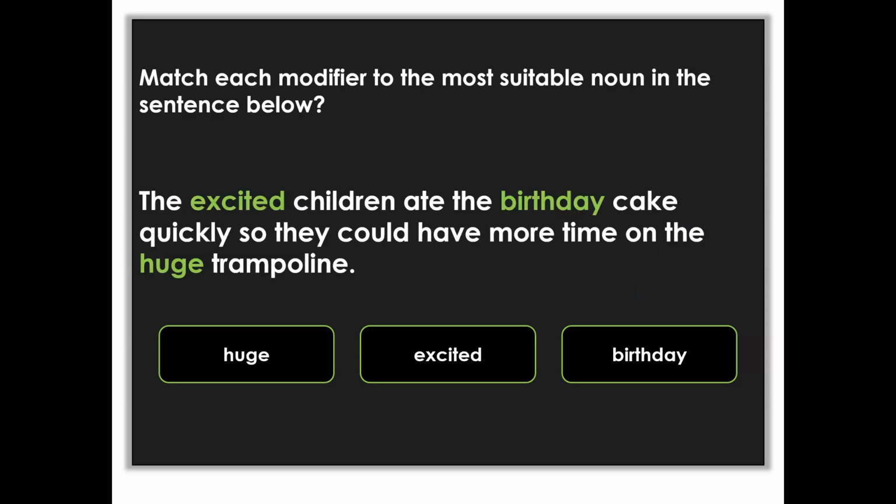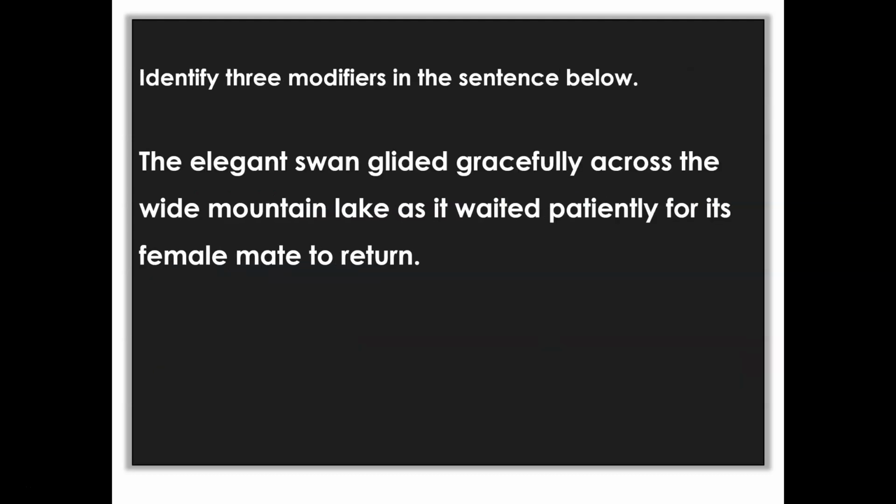Let's see how you got on. The excited children ate the birthday cake quickly so that they could have more time on the huge trampoline. Read the sentence below and identify the 3 modifiers. Pause the video now and find them.